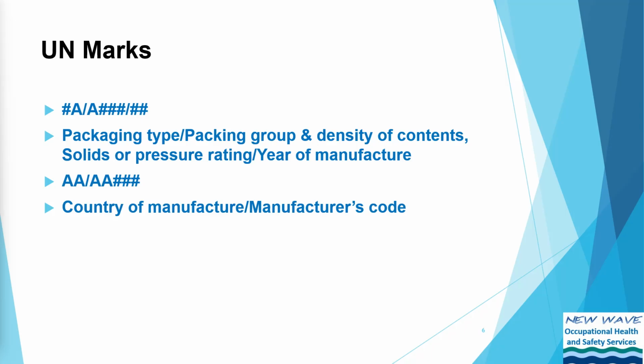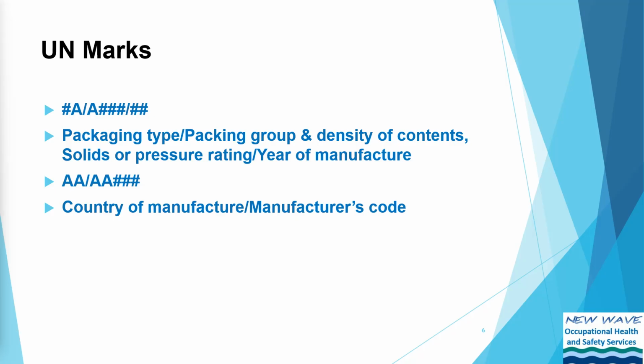I mentioned the UN marks were needed for a means of containment to qualify as a UN standardized means of containment. So what do these marks look like? Such marks have a set format. The first line looks like number A/A number/A, where A represents a letter or series of letters, and number is a number or series of numbers. The line is read as packaging type, packing group or density, solids and pressure rating, and year of manufacture.